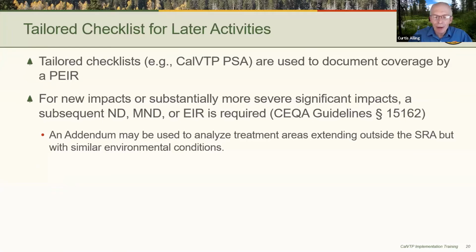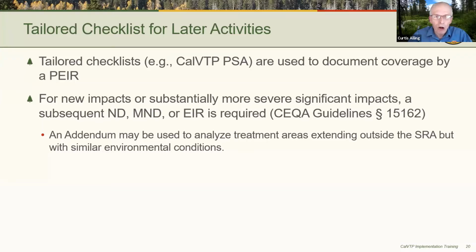The evidence that is prepared to demonstrate a project is within the scope is typically a tailored checklist. And I mean tailored by changing the column heads. In the Appendix G environmental checklist, the column heads ask for things like whether it's no impact, less than significant impact, less than significant with mitigation, potentially significant. By changing the column heads to ask whether an impact is covered in the program EIR and if mitigation measures have been assigned and so on, you can tailor that checklist to help support this decision.